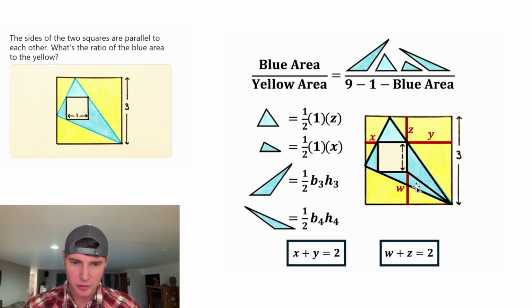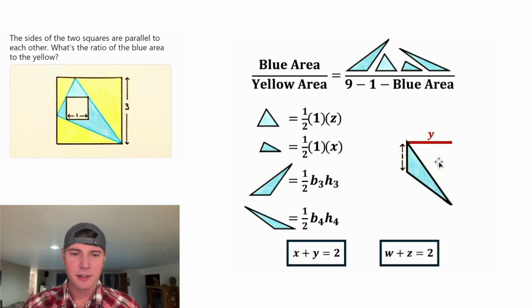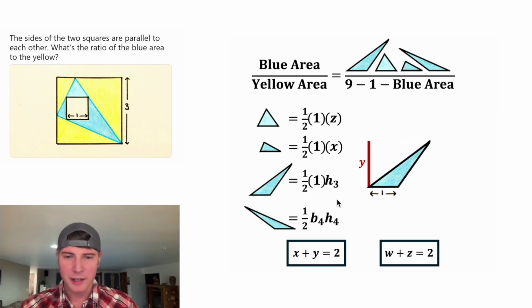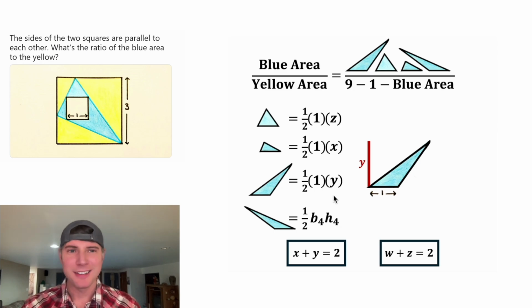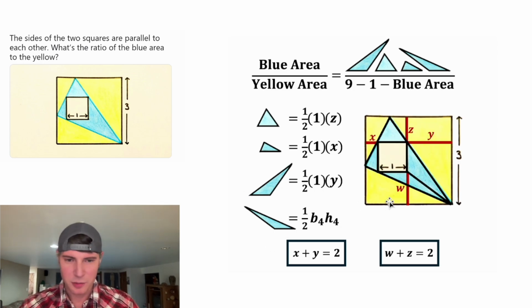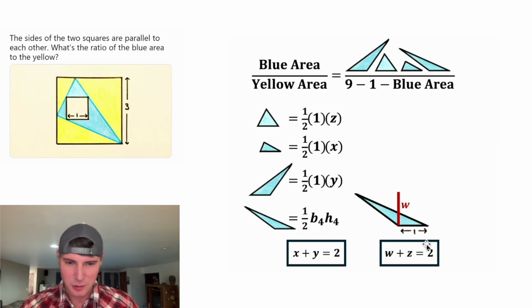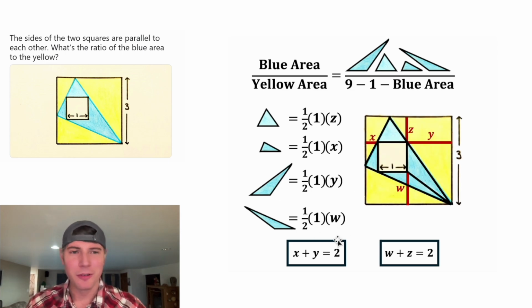Let's bring the 1 over here and isolate the triangle. And to make it easier to look at, let's rotate it. The base is equal to 1 and the height is equal to Y. Does that make sense, Y? And last we can do this triangle, which is this one down here. Let's rotate it. And once again, the base is equal to 1 and the height is W. Now we have formulas for all 4 of our triangles.